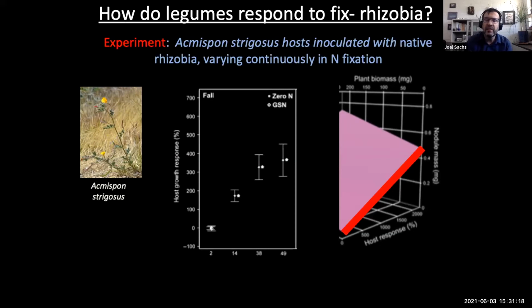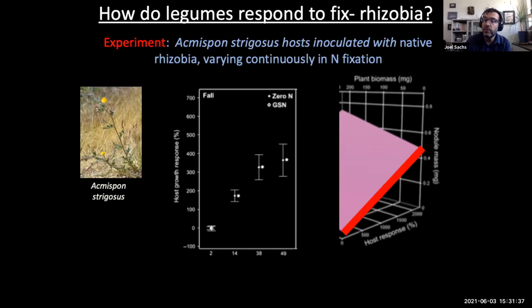Now, you might think I could stop here. The hosts have a nice quality control system in order to regulate the rhizobia, and they're punishing the rhizobia if they're not cooperative. But it turns out that all these experiments are relatively simplistic, and they don't reflect the complexities of the biology in the system.